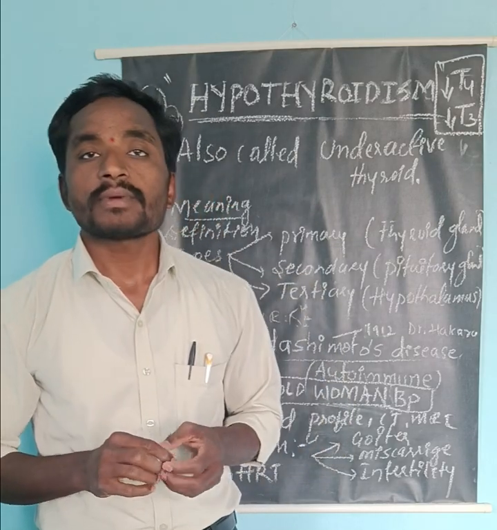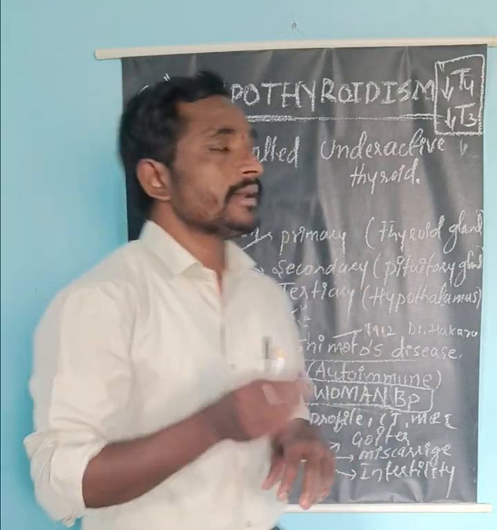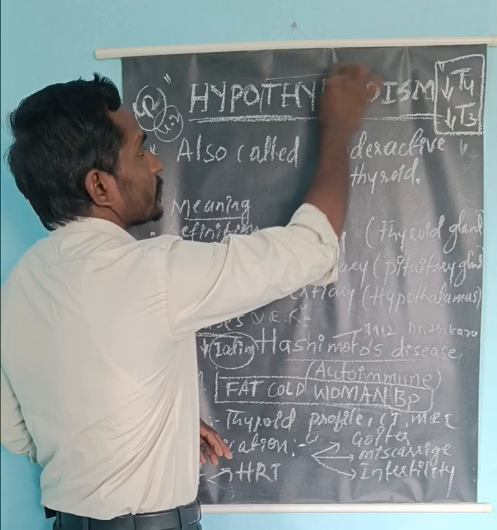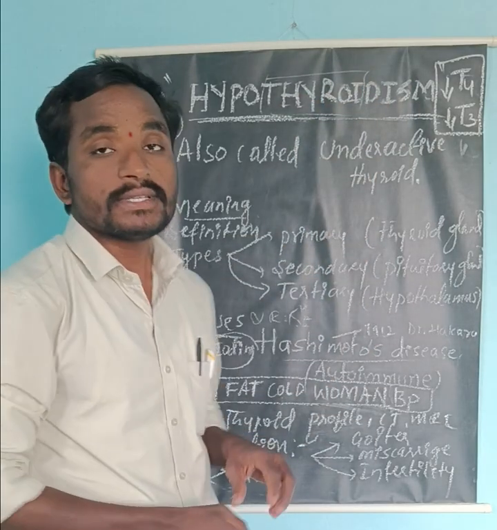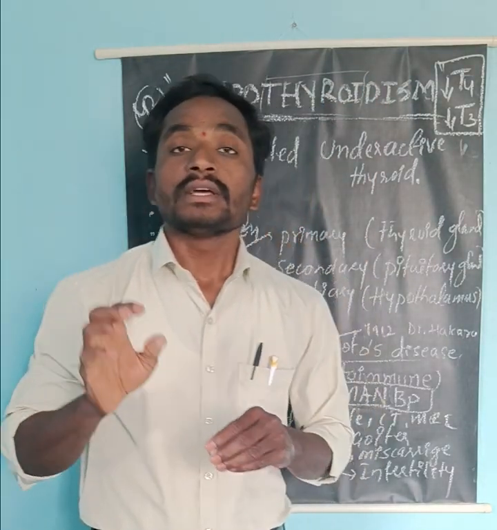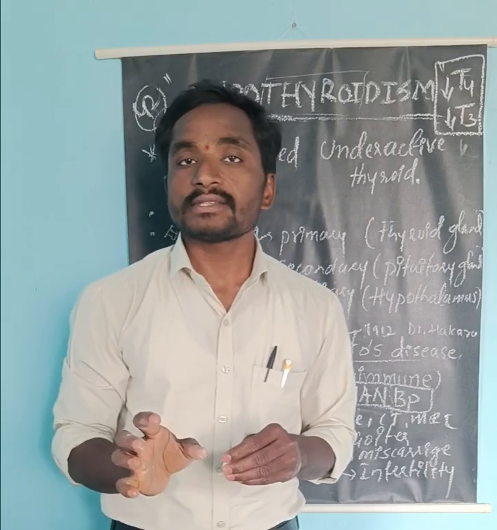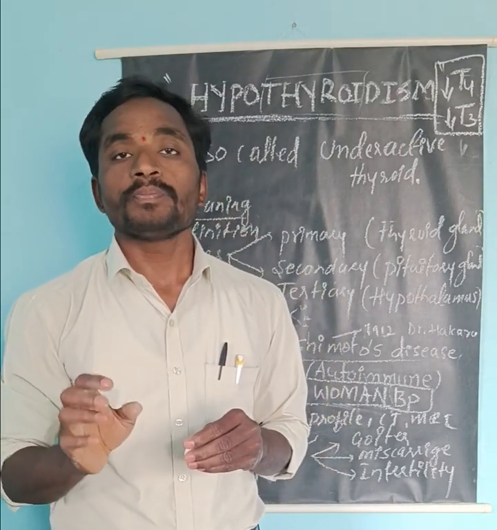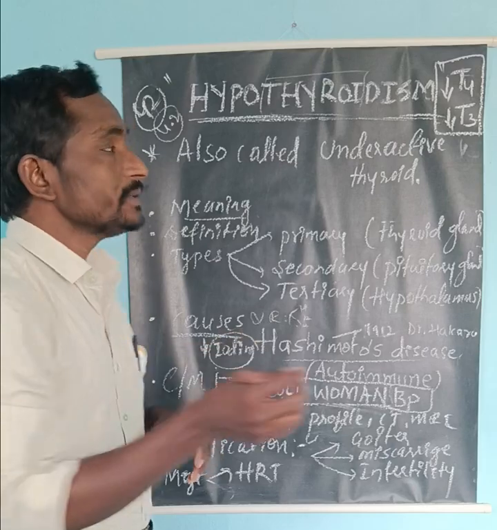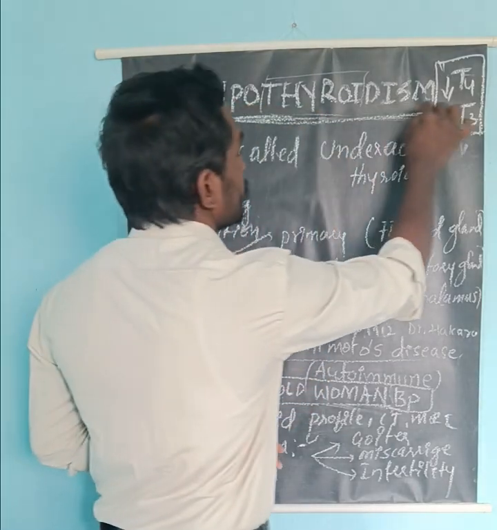But during some conditions, what happens? The thyroid gland is not able to produce a sufficient amount of T3 as well as T4 hormones and TSH hormone. So it may lead to the condition that we call hypothyroidism.